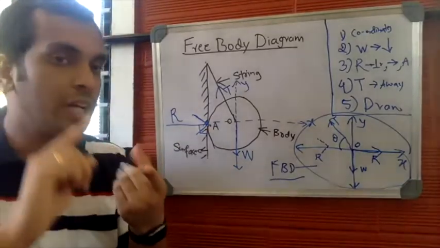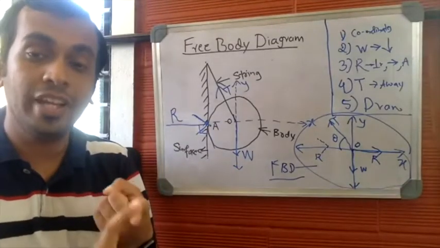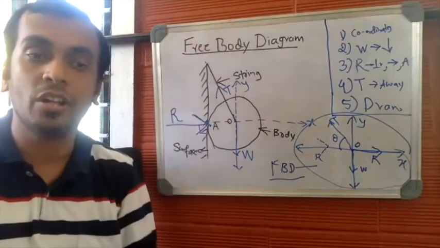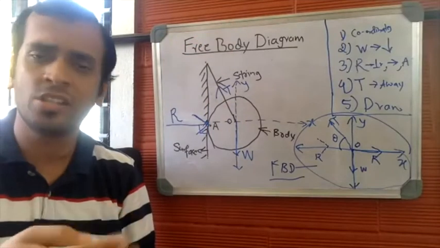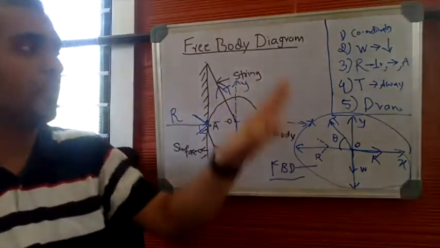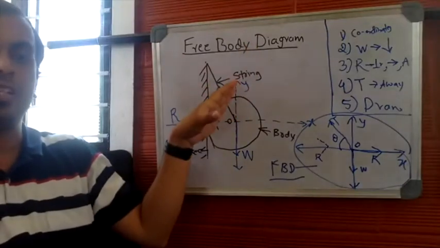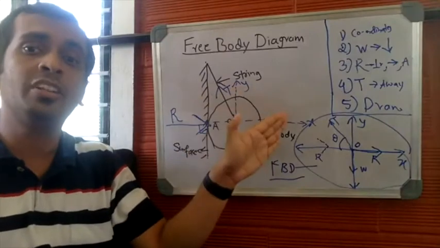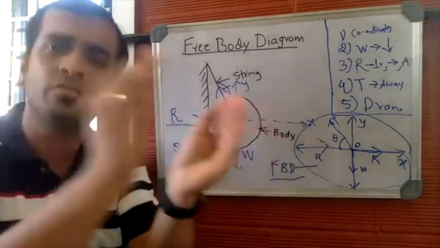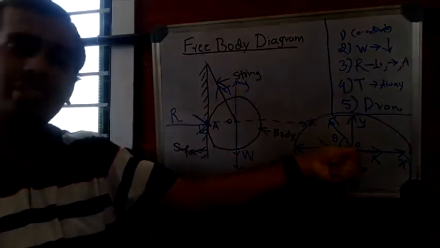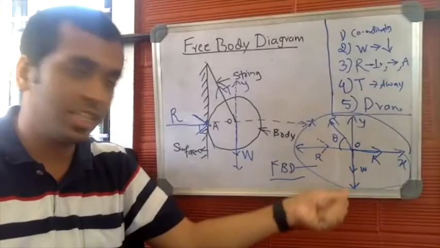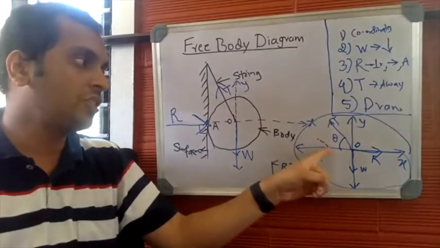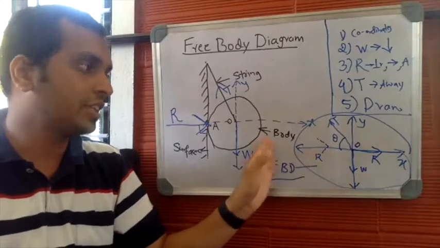Step number 4 is to mark the tension. Tension always moves away from the body. Whereas normal reaction always moves towards the body. So once you mark all the forces in the given arrangement, you have to reproduce only the coordinates and forces systematically by bringing all the forces to the center. So obviously self-weight W originates from O. The original position of normal reaction is somewhere here in the negative X scale.